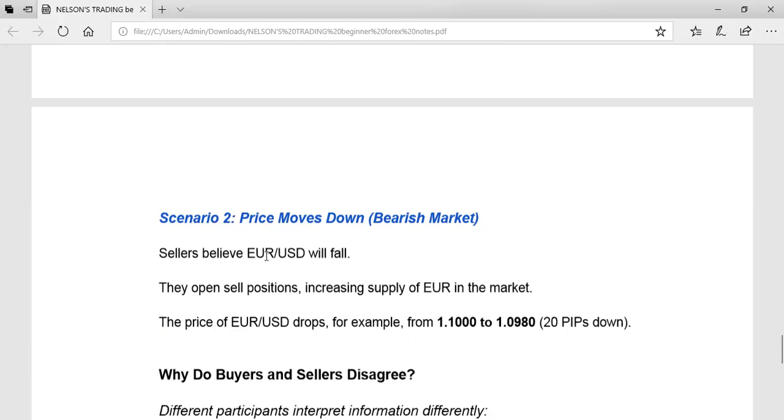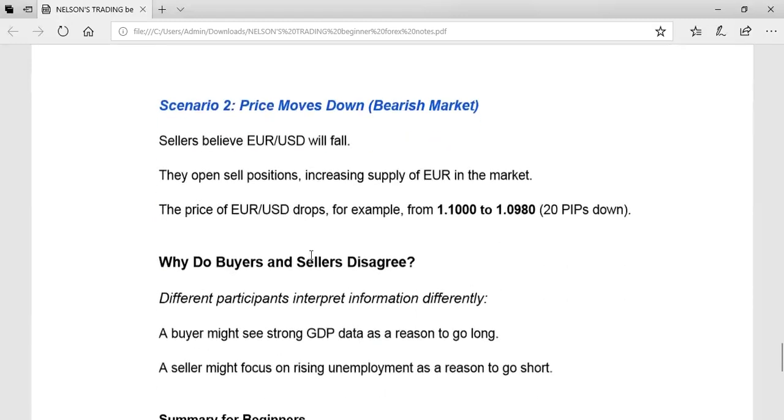Sellers believe Euro USD will fall, so they open sell positions, increasing the supply of Euro in the market. The price of Euro USD drops, for example, from 1.1000 to 1.0980, that is 20 pips down. Please make sure that you interpret this well so that you can understand it.